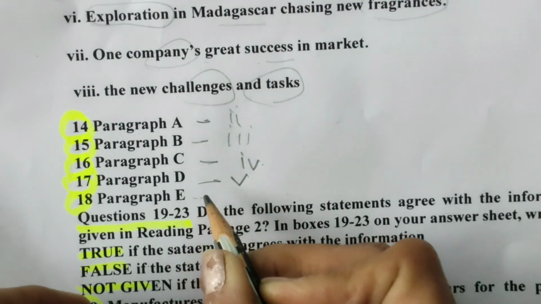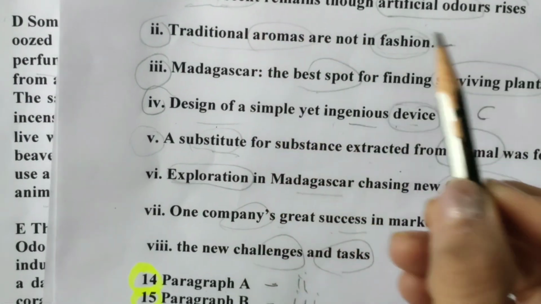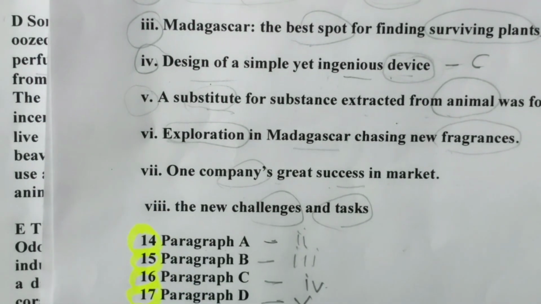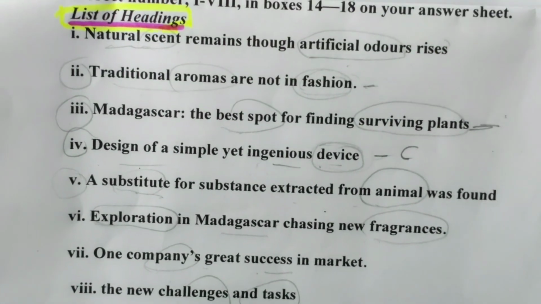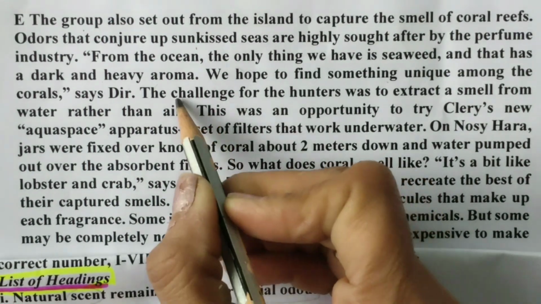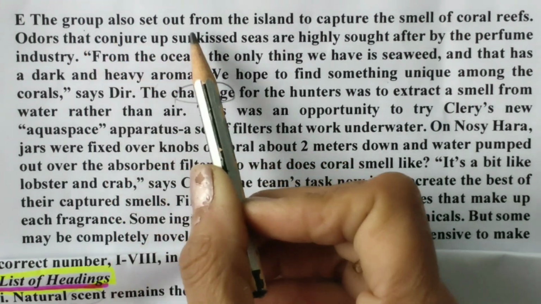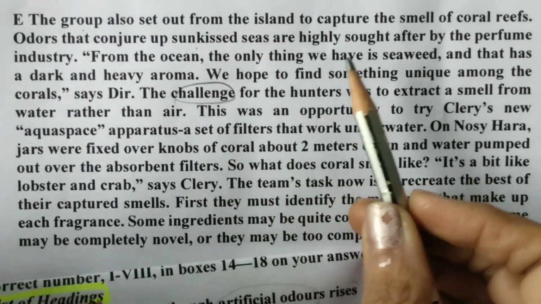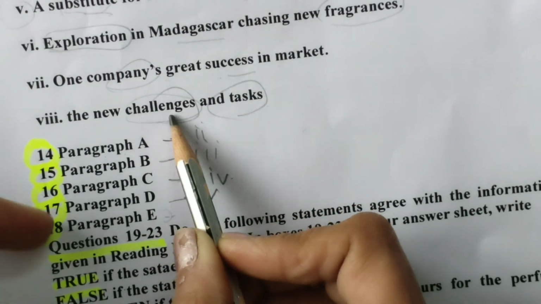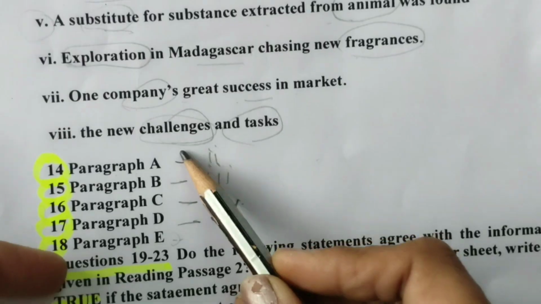Okay, now E number is left, E paragraph. Now we have been left 1, 2, 3 options are left. Let's see. 4 options are left. Let's see what will be matching. Now this is E paragraph. Let's read it. So I can see challenge word here. Okay. The group also set out from the island, because I have just read challenge word here. So that's not the thing that you have got the word you will be selecting. No, a little bit we have to match the things.